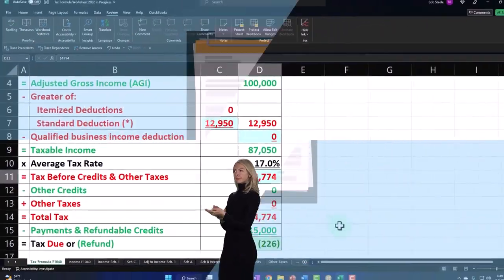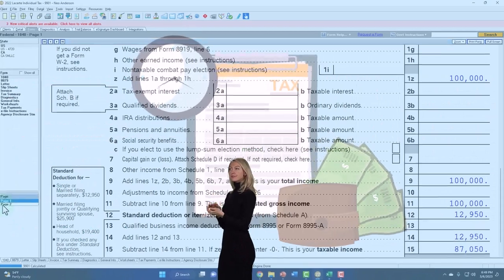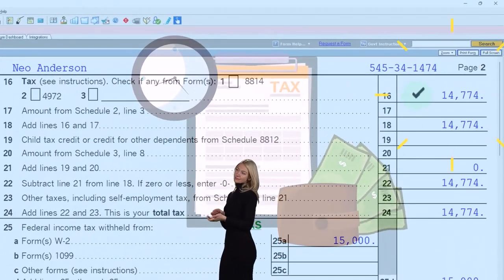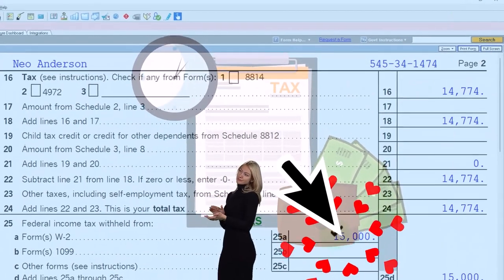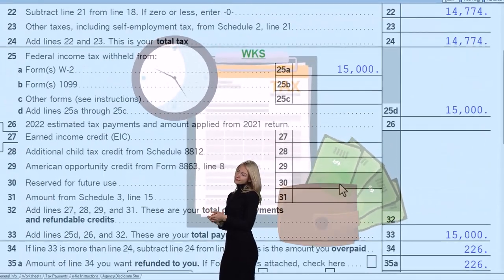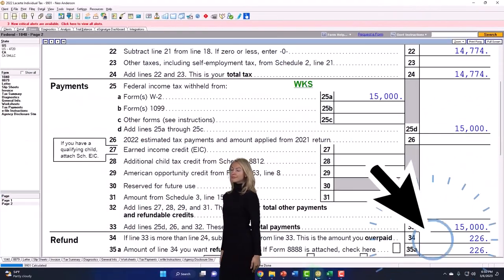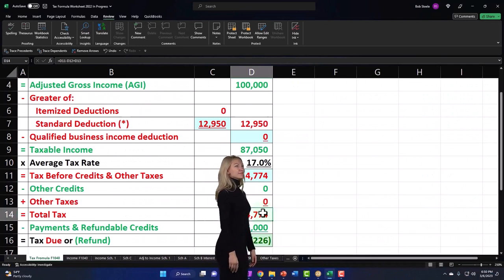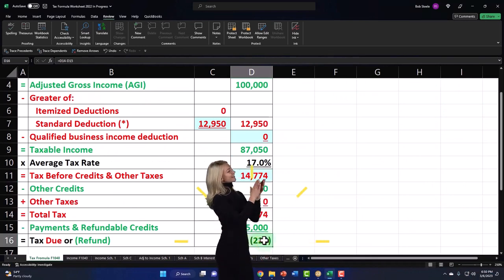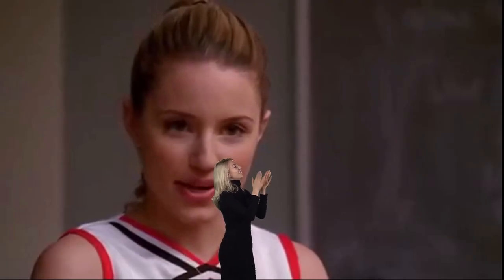We've got the tax calculated by the software, page 2, at $14,774, and the $15,000 of withholdings gets us to the $226. So there it is. We're majorly focused on the first half, the income side.